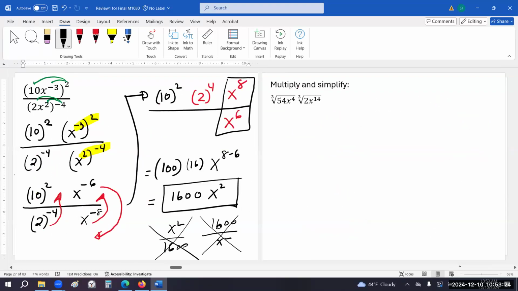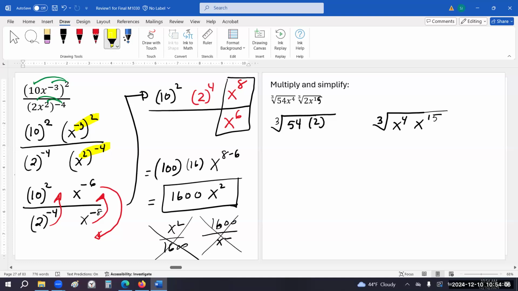Next thing, we multiply. We have cube roots of 54 and 2. We put them together under one cube root. And we have cube root of x to the 4 and x to the 14. Let's say this is 15. x to the 15. So when you multiply numbers and variables, keep the numbers under one root and keep the variables under another root.